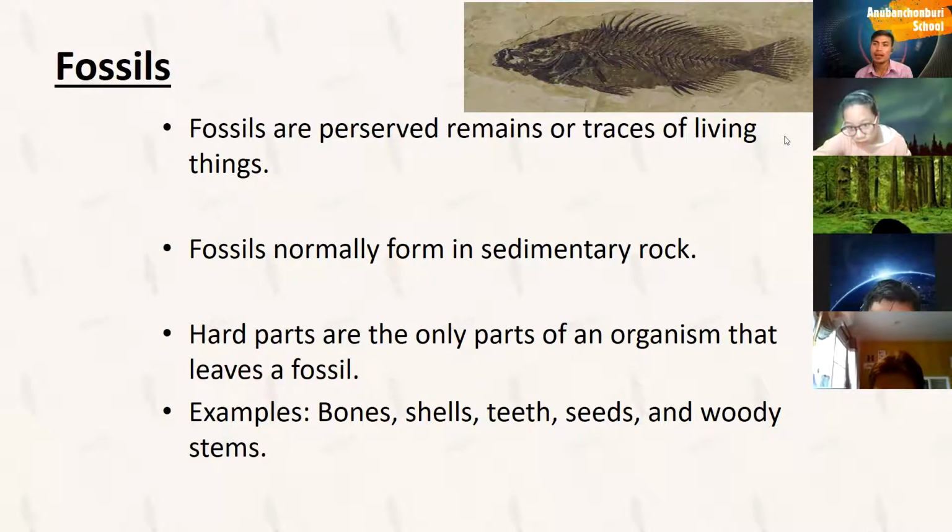What do you think, why can we not have an eye of a dinosaur? Because it cannot be preserved. Only the hard parts of the body will be preserved. So the next one here is, bones are examples. Shells, teeth, seeds, and woody stems are some of the parts that will become fossil.